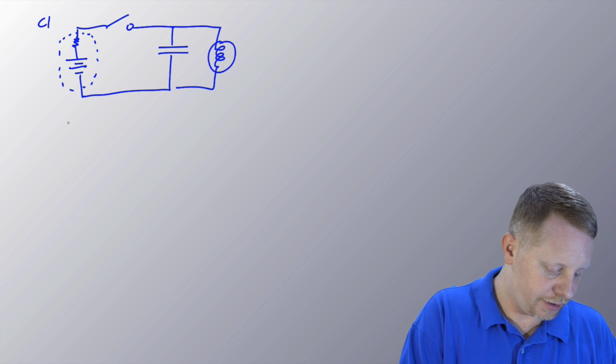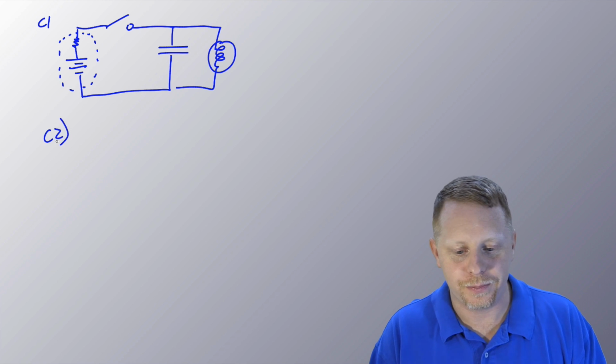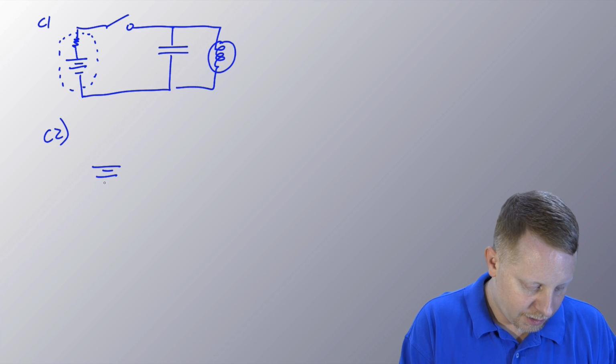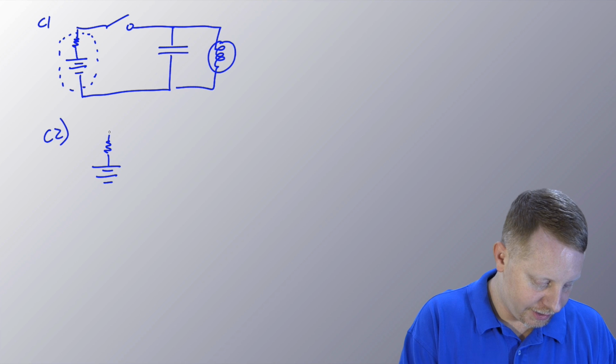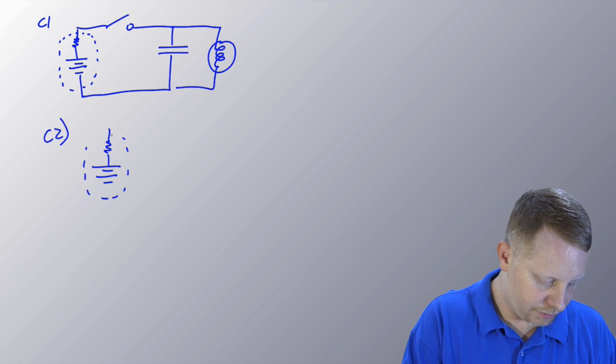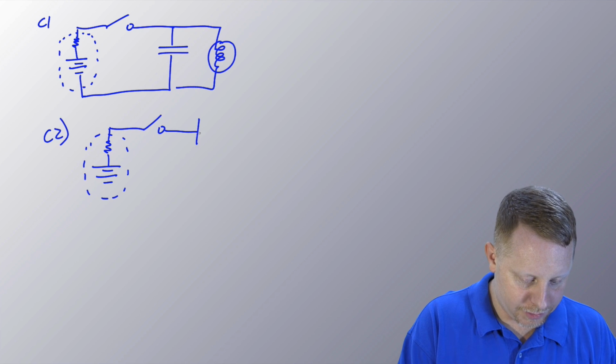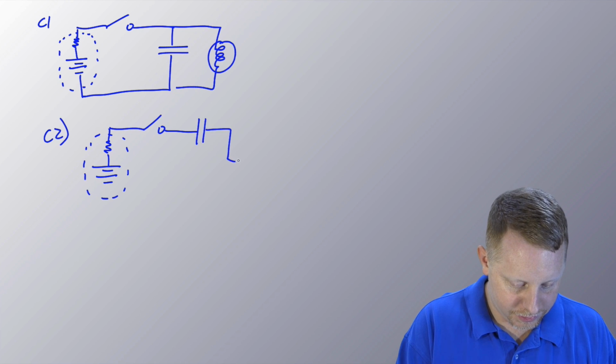So that's C1. The second arrangement now, in this case, we've got our battery again. We still have our little internal resistance. We'll put our switch over here. Now I'm just going to put my capacitor in series with my light bulb.